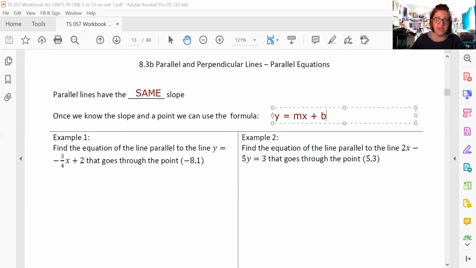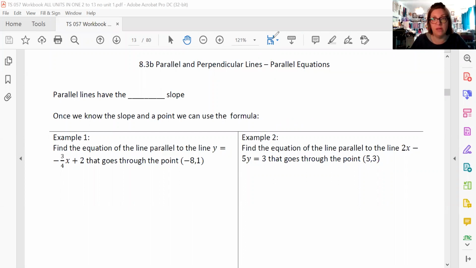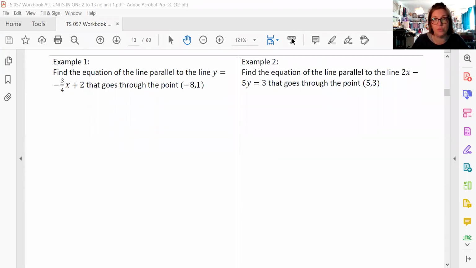So let's look at the examples. Example 1 says, find the equation of the parallel line to the line y equals negative 3/4 x plus 2, and that goes through the point negative 8, comma 1. So let me clear everything here so that I can scroll up, give myself a little more room here.